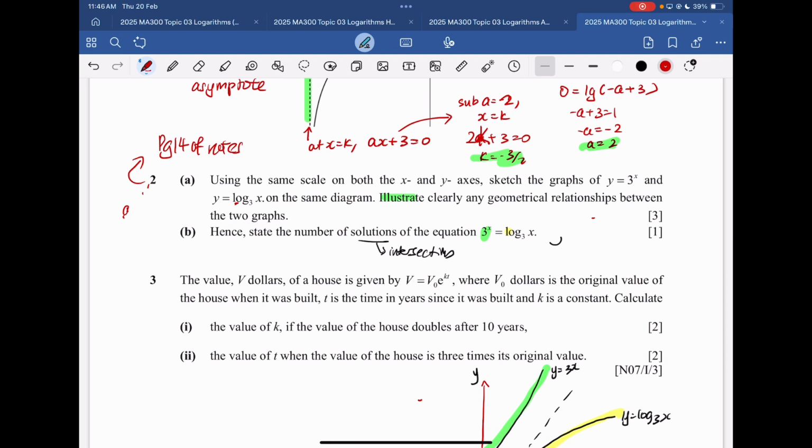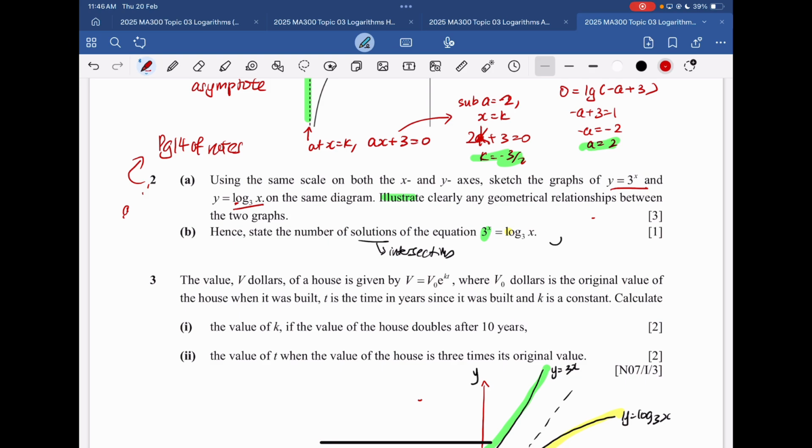Okay? So 3 power x and log base 3 of x, how are they related? Actually they are reflections of each other about the line y equals to x. In case you all don't know. So if you need help, just go to your notes.